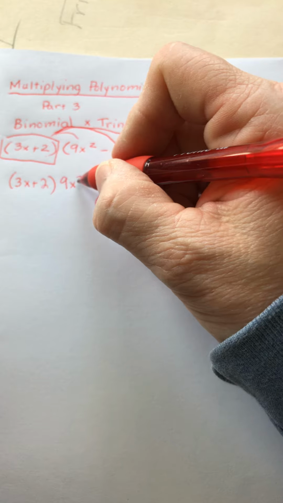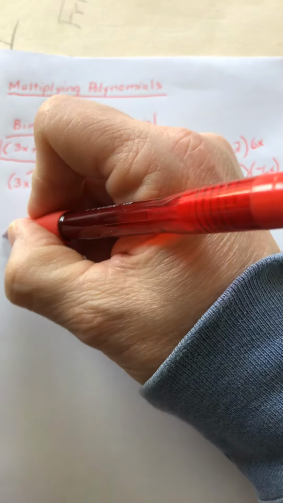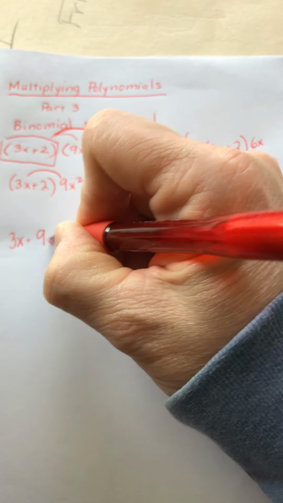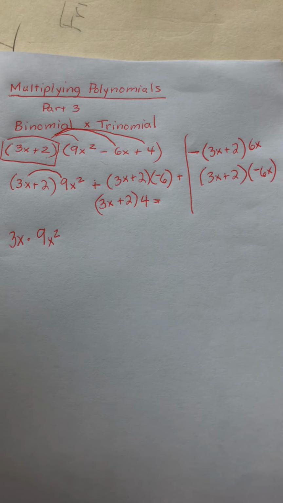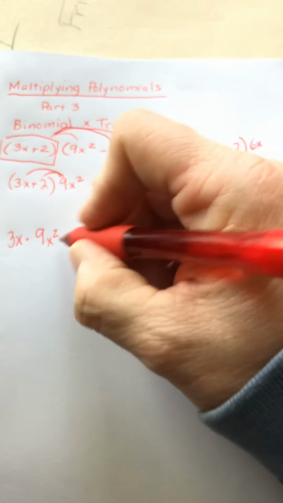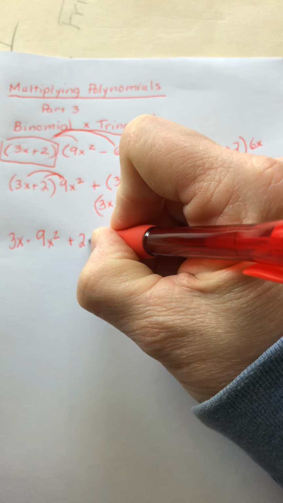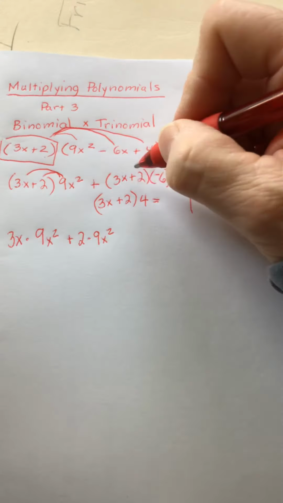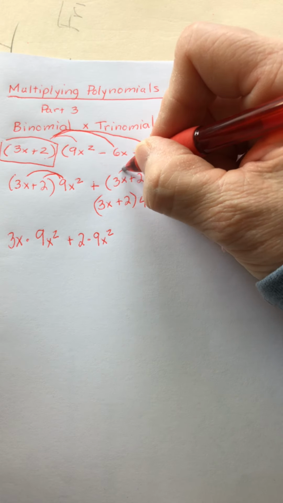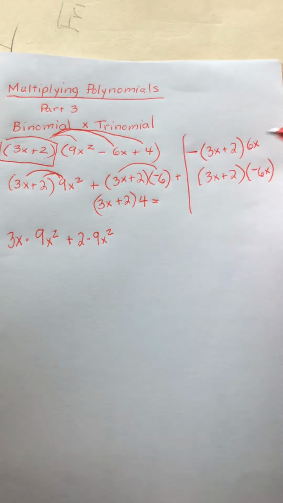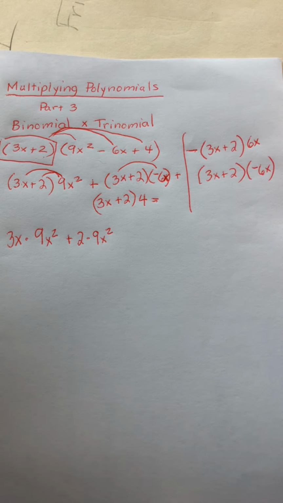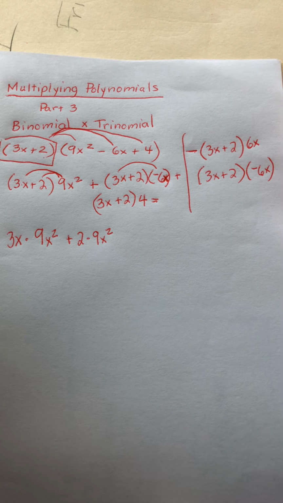So 3x plus 2 times 9x squared. Remember, I'm going to multiply these two: 3x times 9x squared. And then I'm going to multiply these two, plus 2 times 9x squared. Now I'll multiply this next part, the 3x times the negative 6x. Oops, this is a negative 6x, I'm sorry.